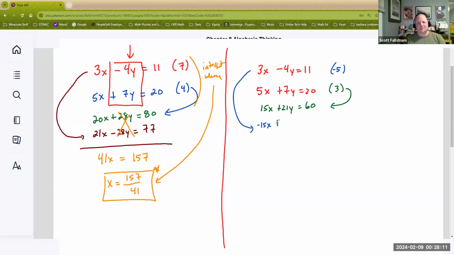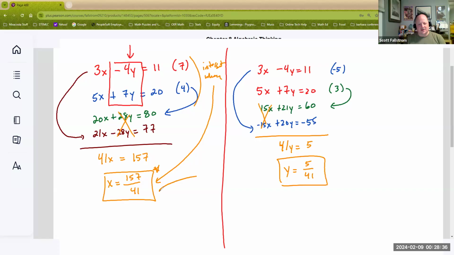Negative times negative is a positive 20y, and negative 5 times 11 is negative 55. Okay. Let's bring them all together. When I add these together, the 15 and the negative 15 go away. 21 and 20 gives me 41y, and that equals 5. So y is equal to 5 over 41.